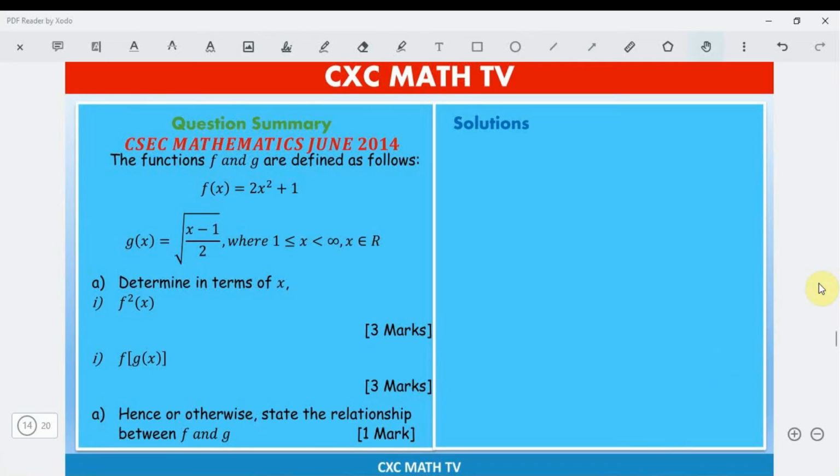Alright, now this is the June 2014 question, for which f of x is equal to f of x plus 3. I want you to go ahead, pause the video, and attempt this question.